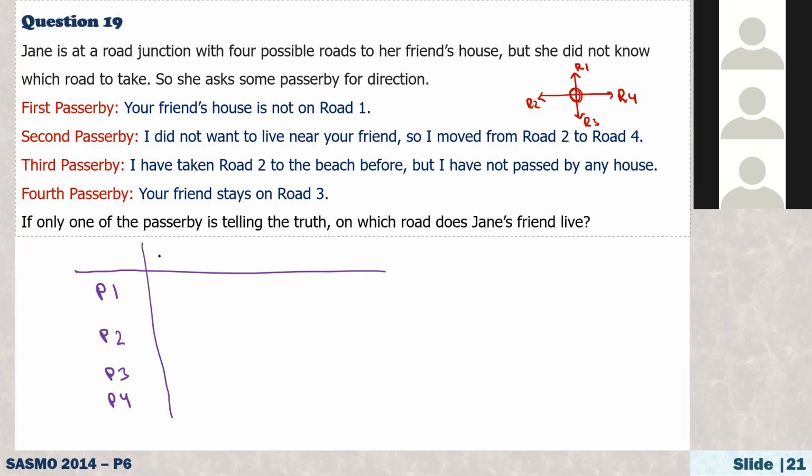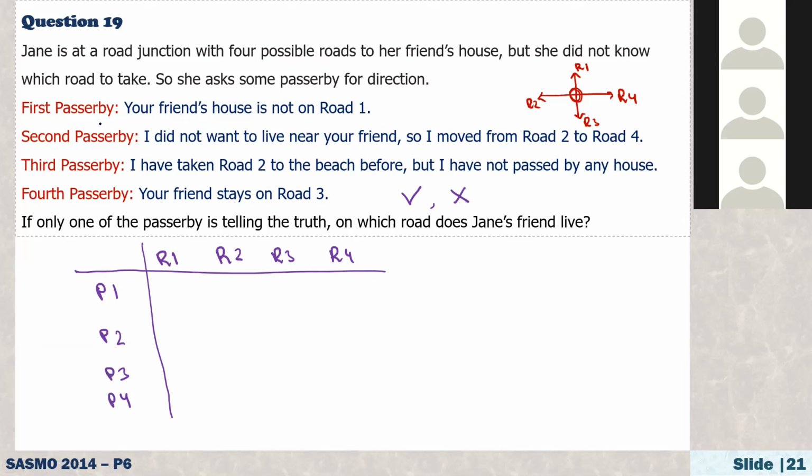And after that, here we have road 1, road 2, road 3, and road 4. Now I'm just going to tick if they imply that he is living on one of the roads, and I just write a cross if he's not implying any road. Okay, now let's continue.